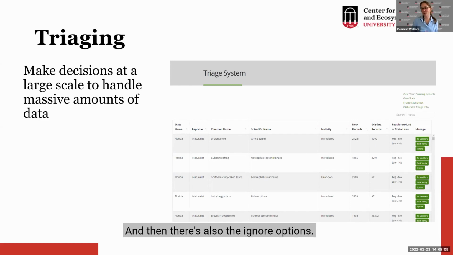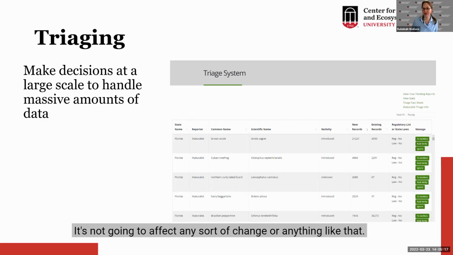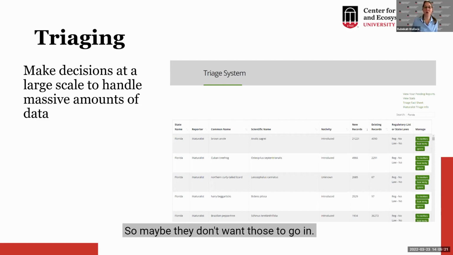And then there's also the ignore option. So they may say that, okay, we know brown and nulls are in every crack and crevice in Florida. We don't necessarily need 21,000 more records of brown and null. It's not a priority. It's not going to affect any sort of change or anything like that. So maybe they don't want those to go in. So they might ignore this data set right there.